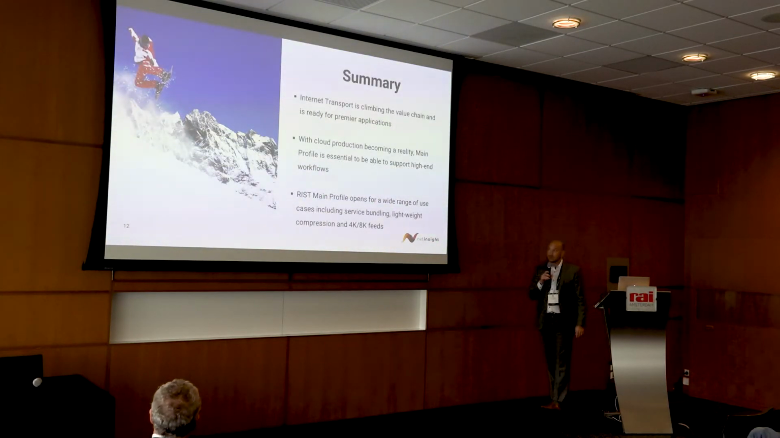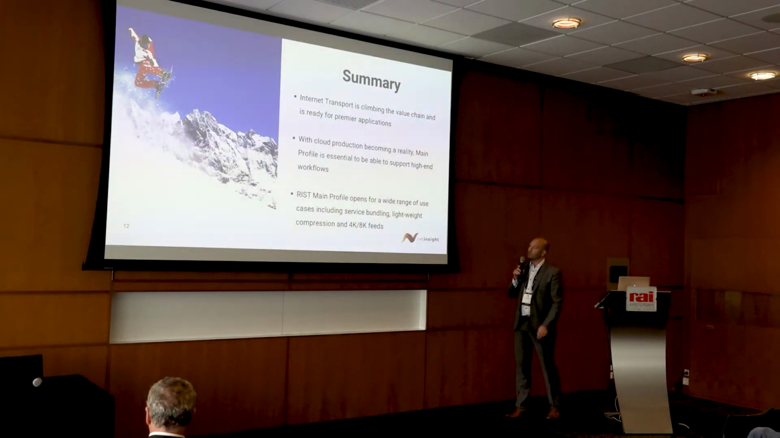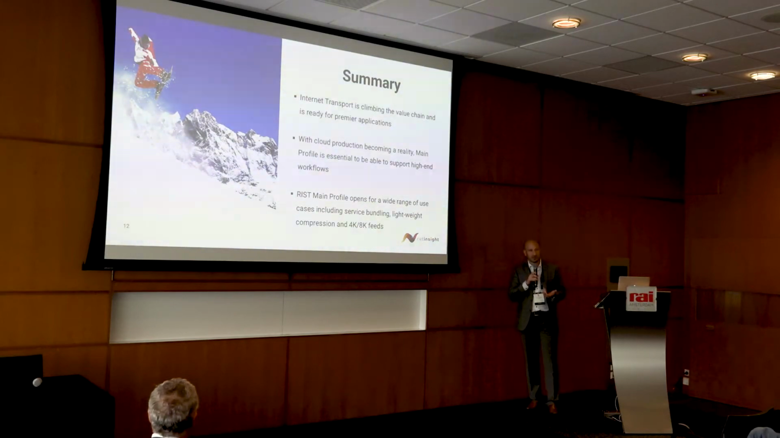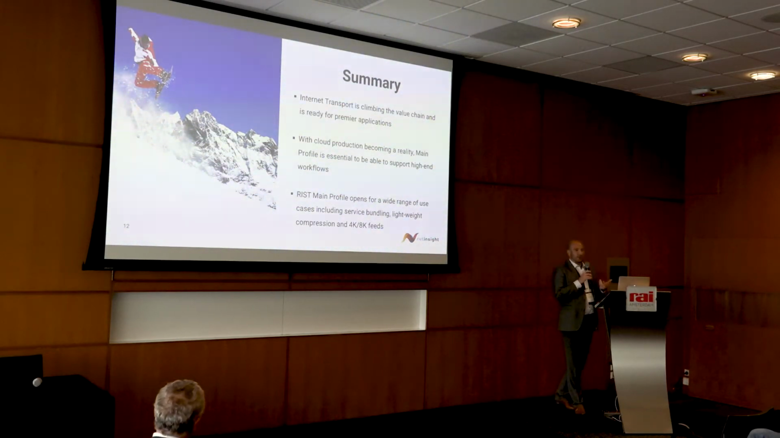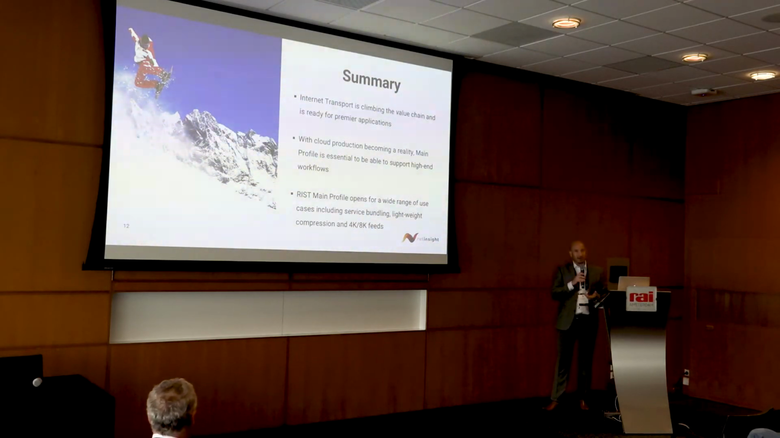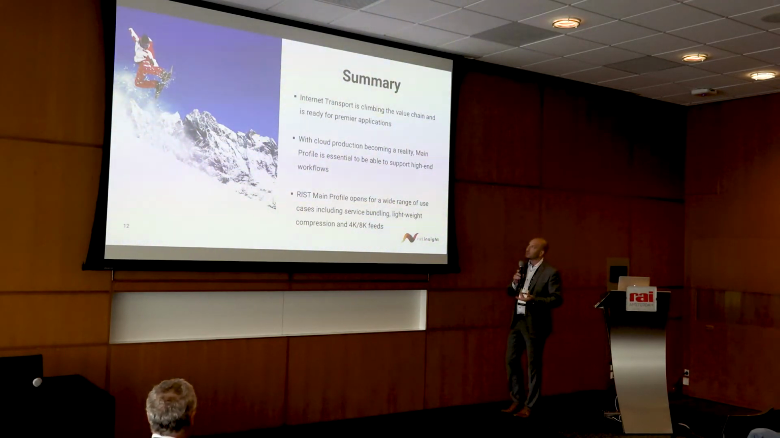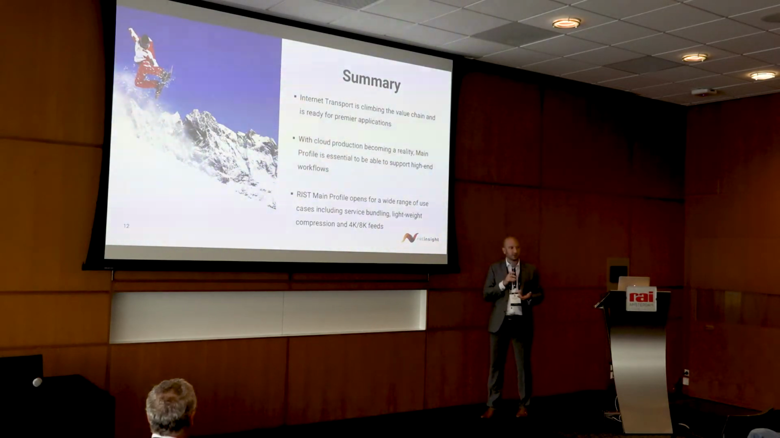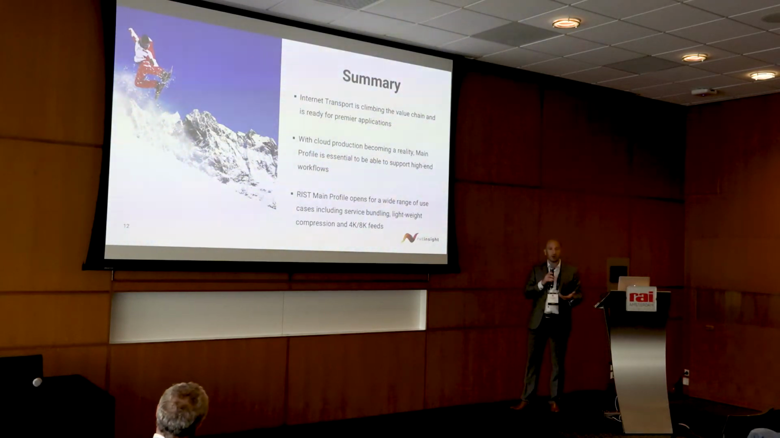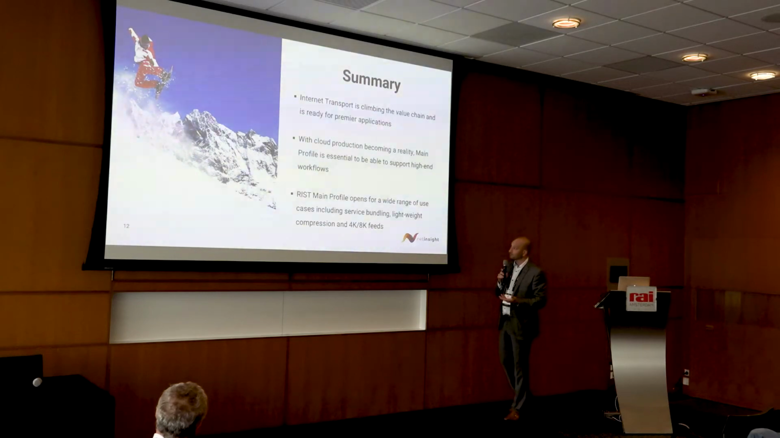If we just summarize all of this, we obviously see that internet transport is climbing the value chains. It's starting to insert itself into premier applications and much higher bandwidths than we're used to. And the other clear driver here is obviously cloud production. As those resources are becoming more and more used, that extends the network from an on-premise thing to cloud, right? So that cloud link starts to become an integrated part of your network connectivity.